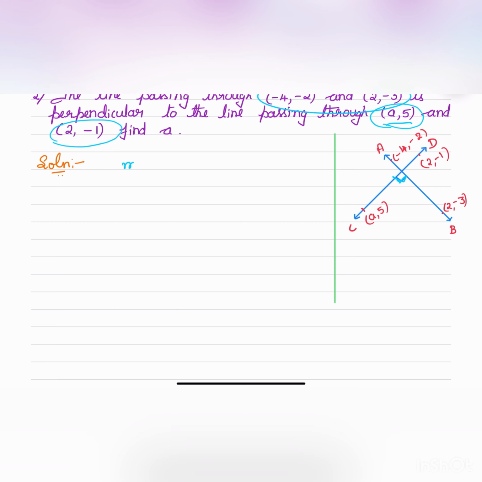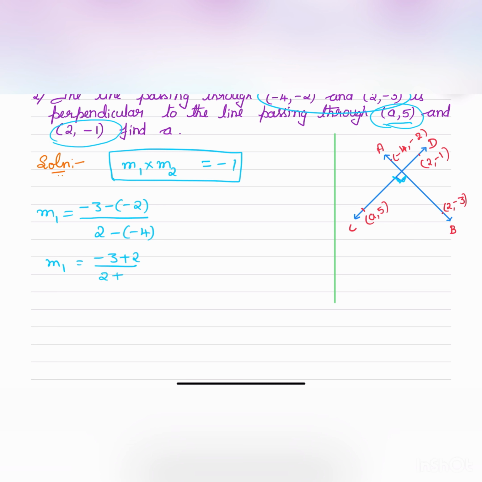Then we know that the product of the slopes of these two lines will be equal to -1. Let us find out the slopes separately. Slope of AB, m1, is equal to (-3 - (-2)) divided by (2 - (-4)). So m1 is equal to (-3 + 2) divided by (2 + 4), that is, m1 is equal to -1 by 6. That is the first slope, the slope of AB.